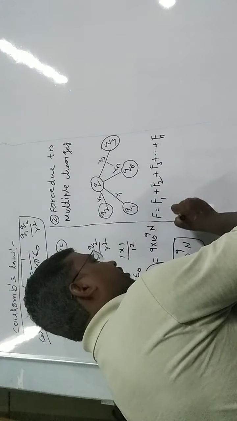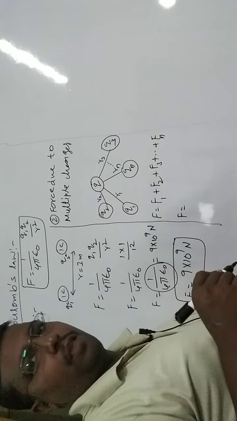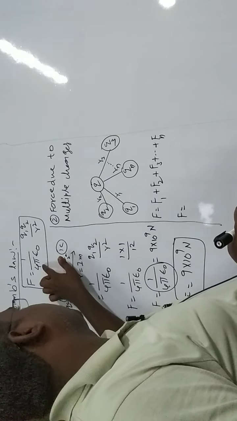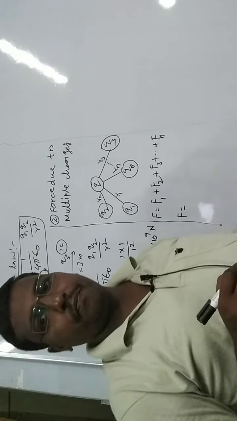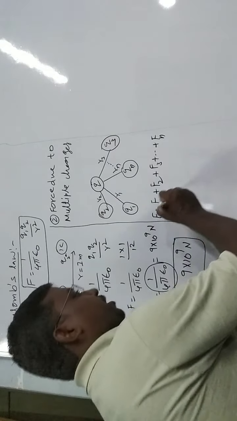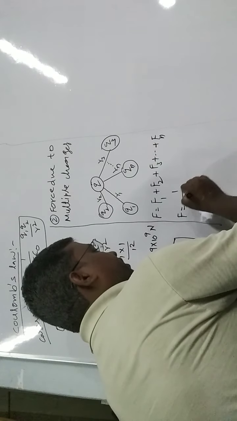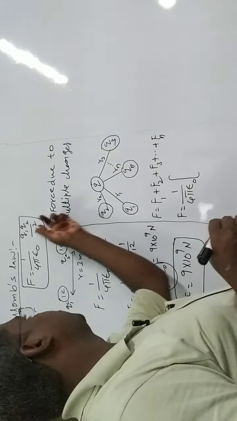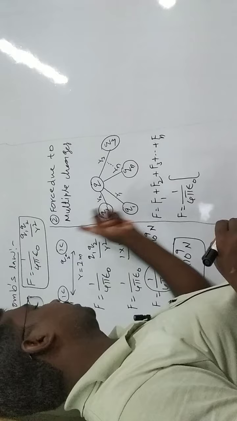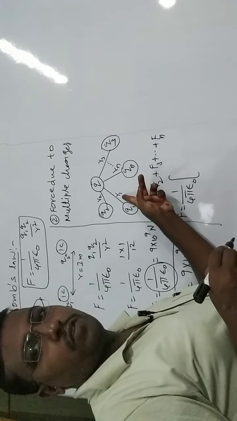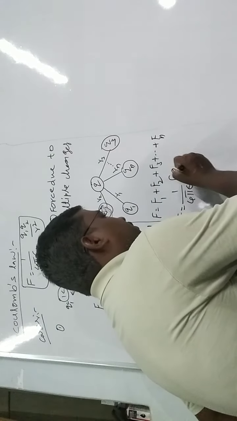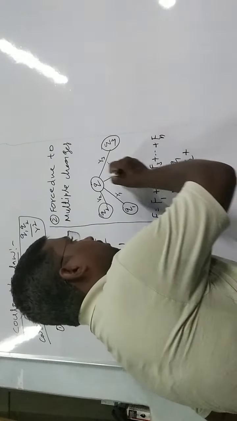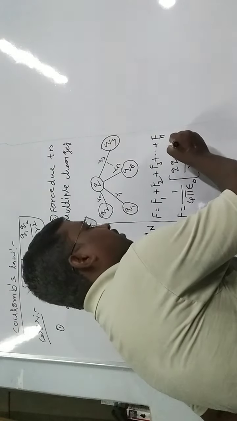So finally, in all the forces, the term 1 by 4 pi epsilon naught is common. So we write the common 1 by 4 pi epsilon naught into the remaining terms: F1, that is Q1 Q by R1 square, plus F2, that is Q2 by R2 square.